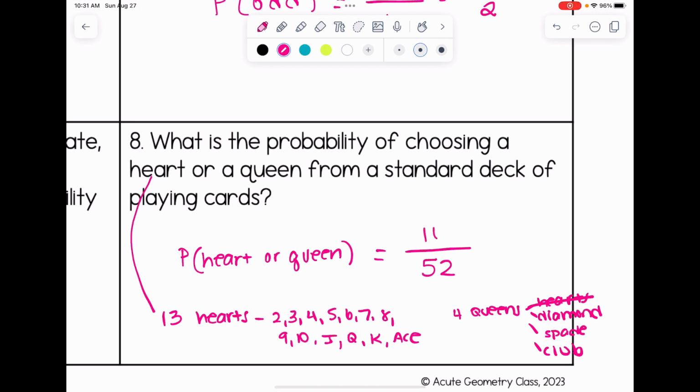So it would be 16 over 52. We could reduce that, divide both of these by 2. We would get 8 over 26. Reduce that again, and we would get 4 over 13 as our answer for number 8.